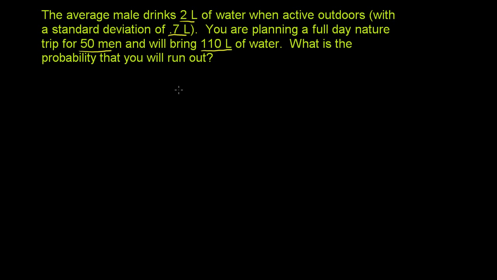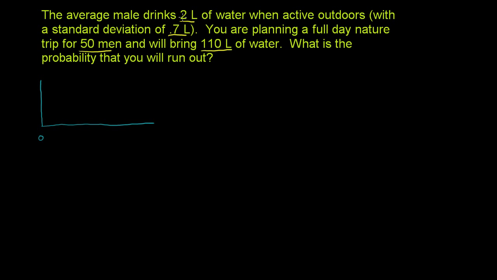So let's think about what's happening here. There's some distribution of how many liters an average man needs when they're active outdoors. Let me just draw an example. It might look something like this. They're all going to need at least more than 0 liters, so this would be 0 liters over here.